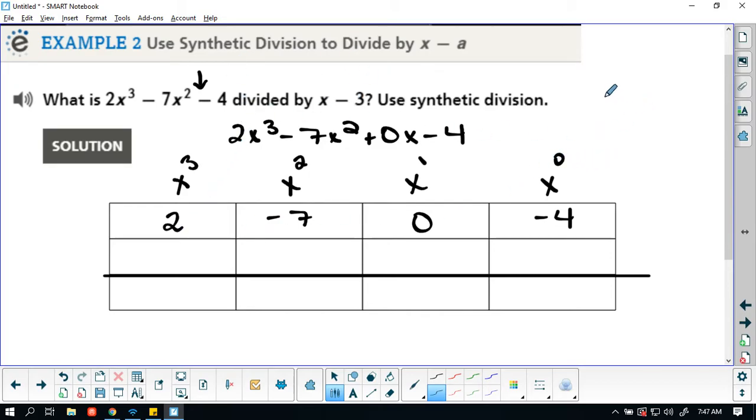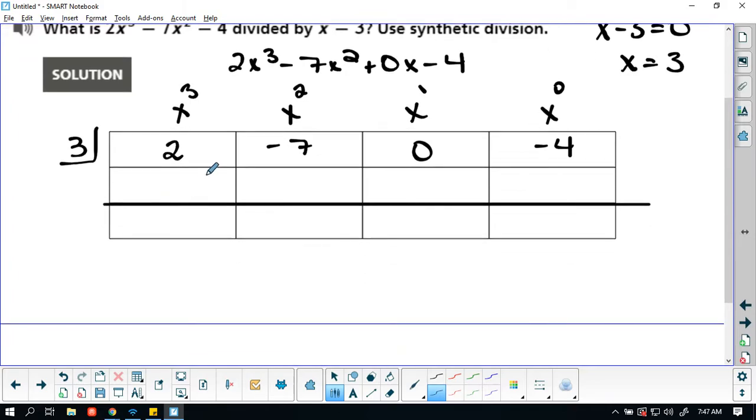Okay, next thing I'm going to do is take x minus 3 and set that equal to 0 to find my 0 here, which is 3. I'm going to put that here on the outside, and I'm going to separate it by a little box. First step to synthetic division, after you've filled everything in, is you move down the first coefficient. So this is just going to be 2.